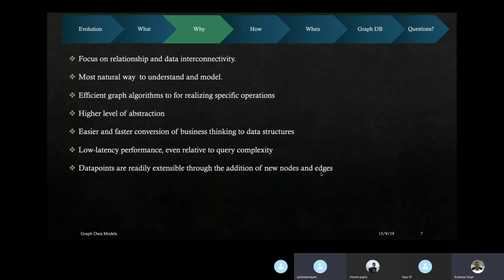So moving on quickly to the why part. We have already discussed a few advantages of why graph data models are needed and helpful. The basic difference is the focus on relationships and data interconnectivity. In relational models, the entities and their attributes, and what information they can contain, take much higher precedence than anything else. Relationship is a second class citizen, which can be managed in different ways. But here, both of them are on the same level. Relationships between data also take precedence.